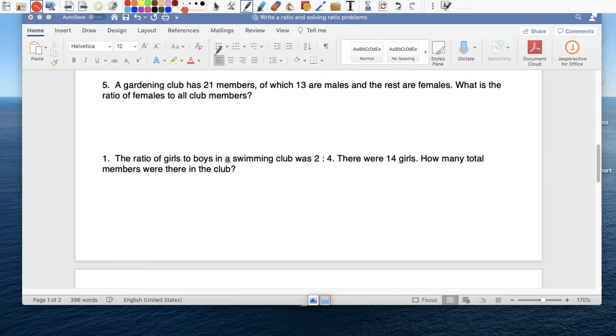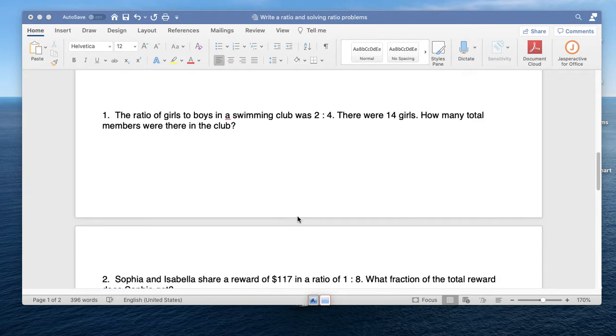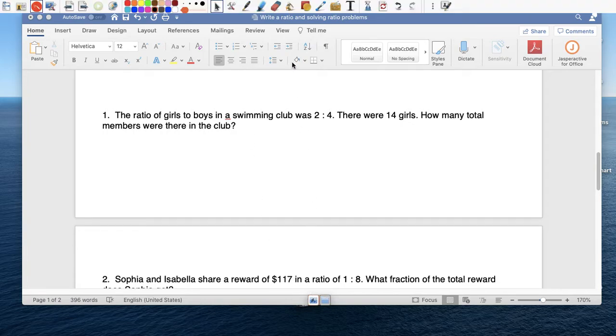Question 1, the second part, question 1. The ratio of boys to girls in a swimming club was 2 to 4. If there are 14 girls, how many members were in the club? Okay, how many total? So this one we need to set up that table we're doing in class. So girls to boys. So girls, boys, girls comes first, total.